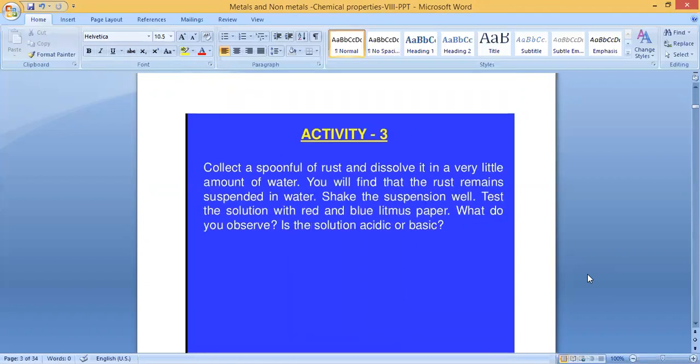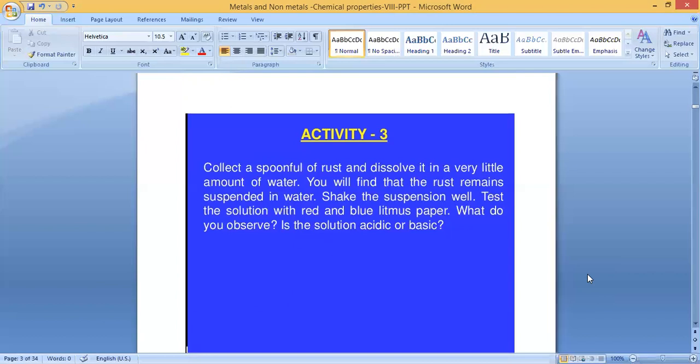Collect a spoonful of rust and dissolve it in a very little amount of water. Take any one rusted object, rub it, and you will be able to collect the rust. Then take one spoon of rust and dissolve it in a very little amount of water. You will find that the rust remains suspended in water. All this rust will settle down. Shake the suspension well. Test the solution with red and blue litmus paper. What do you observe? Is the solution acidic or basic?